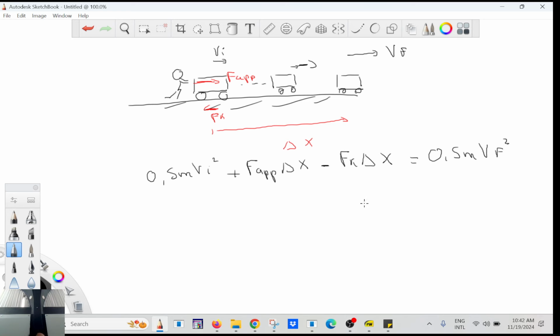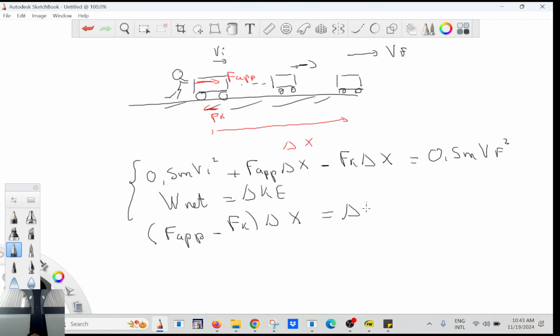Is that clear? Now you can write exactly the same thing. You would get the same thing if you say that the net work done by the net force on the cart equals the change in kinetic energy. So this is called the work-kinetic energy theorem, but you will get the same thing. Because what's the net work? It will be the net force, which is the force applied minus the friction, times delta x, equals the change in kinetic energy.